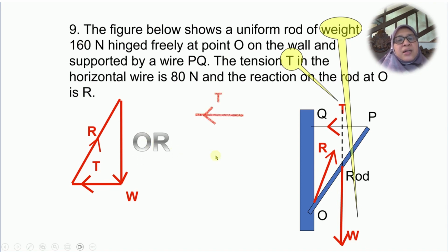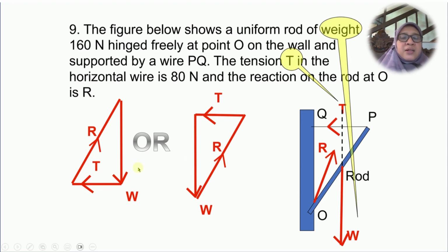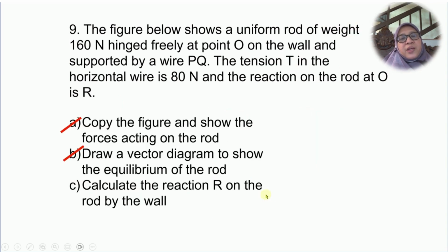Or you can start with T also, followed by the weight and then followed by the reaction. Both are actually the same, and the answer is accepted. If you join these two triangles, it will form a parallelogram. We can use the parallelogram method also to draw the vector diagram. Next we are going to calculate the reaction R on the rod by the wall.